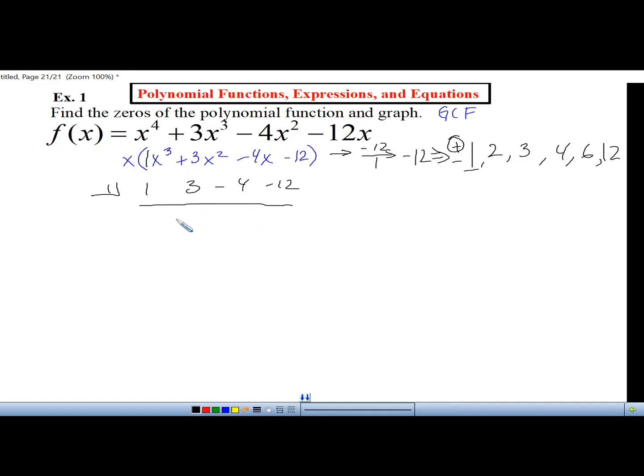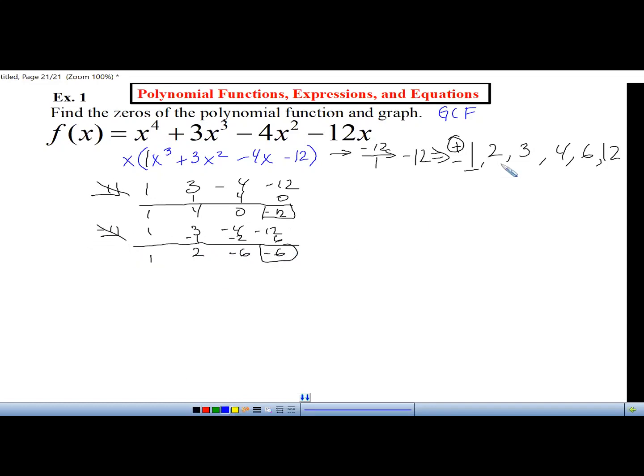Okay, here we go. It's going to go pretty quick, so stay focused. 1 times 1 is 1, combined that's 4. 1 times 4 is 4, combined that's 0. 1 times 0 is 0, combined that's -12, and that's not our 0. Let's go to -1: 1, 3, -4, -12. -1 times 1 is -1, combined that's 2. -1 times 2 is -2, combined that's -6. -1 times -6 is 6, combined that's -6. This is not our 0. Let's go to the next one.